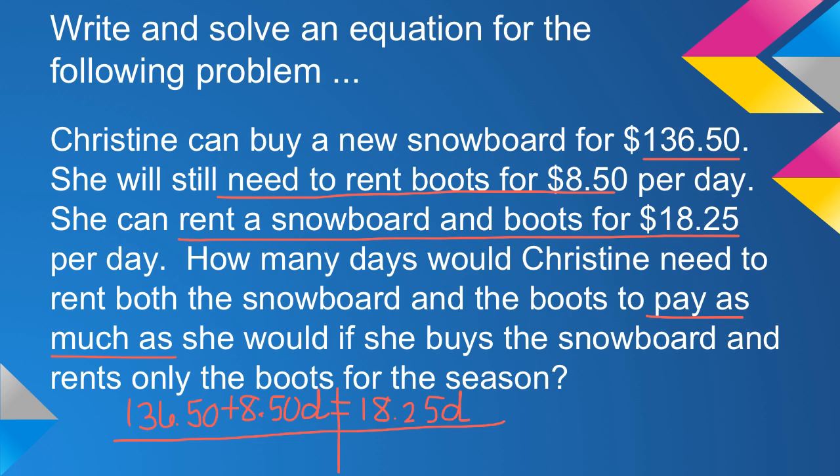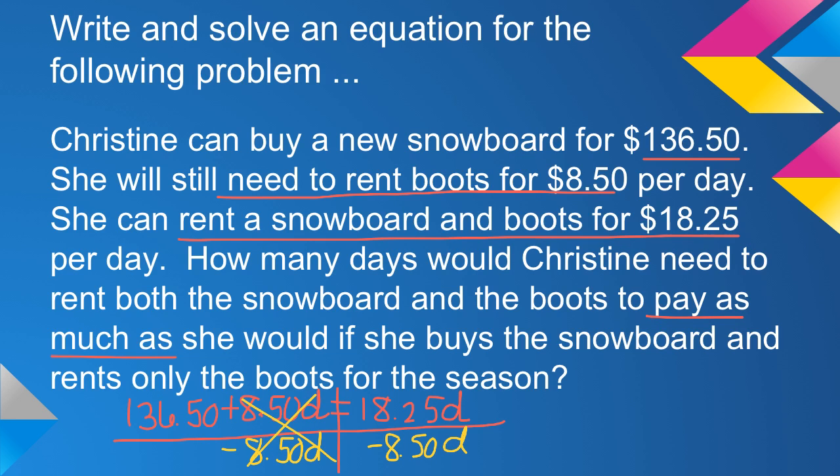Okay, so I have both a variable and a constant on the left. Those have to be separated. So to decide which one I'm moving, I look, what do I have on the right? Well, those are my variables. So I'm going to move my variable off of the left. I'm going to subtract 8.50D from both sides.